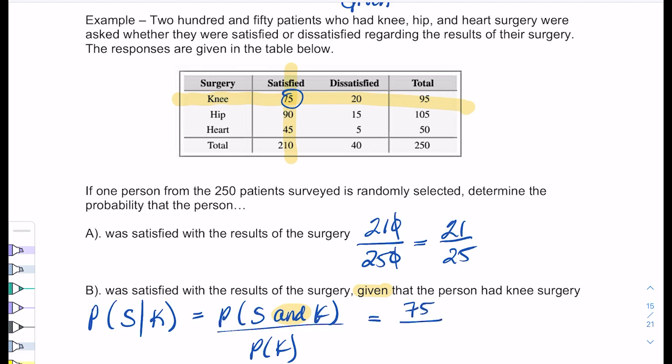And then over the probability that someone had knee surgery. Okay, how many people had knee surgery? If I go right across the knee surgery, I get 95 total people. Remember, your sample space was reduced now from 250 to just the people that had knee surgery. And of course, you can reduce this because they both end in 5. So try dividing both numbers by 5. 75 divided by 5 gives us 15. 95 divided by 5 gives us 19.